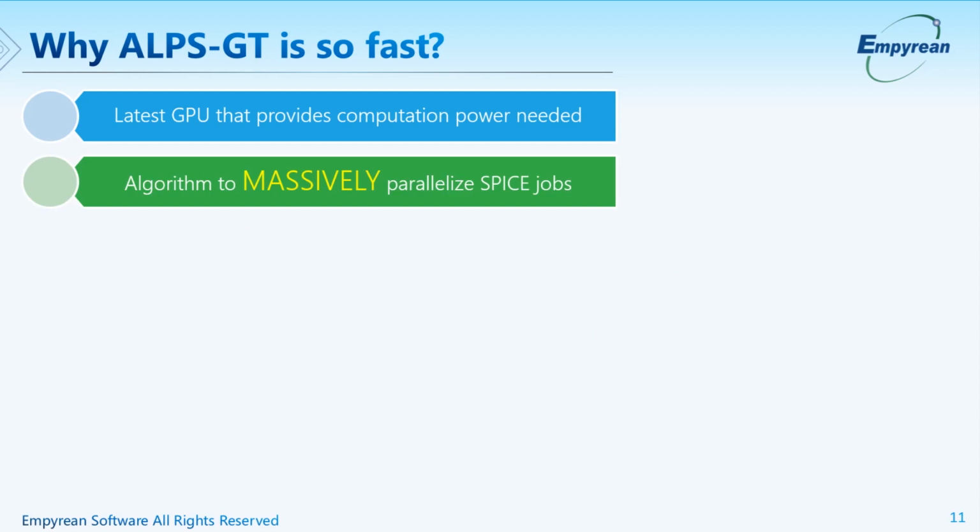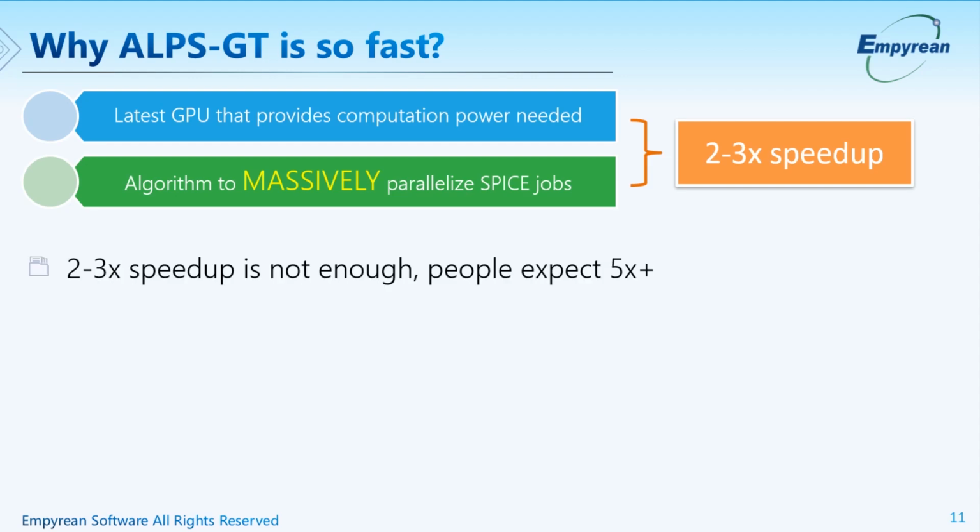And right now we have the hardware. The next problem is we need an algorithm to massively parallelize your SPICE job, because there are so many cores in the GPU, and in order to take the benefit of hardware acceleration, you have to have an algorithm to massively parallelize jobs to take the benefit of GPUs. With that, you can achieve 2 to 3 times speed up compared to current CPU solutions. But the problem is 2 to 3 times speed up is not enough. People typically require more than 5 times speed up in order to adopt the GPU-based flow, because it involves an IT infrastructure change.